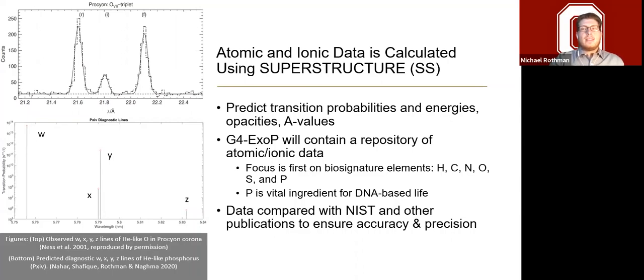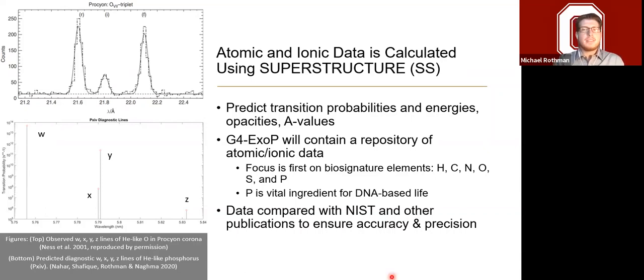Now we can see on the left-hand side examples of these bound-bound transitions. In the star Procyon corona, we can see observed helium-like oxygen spectral lines, which are plotted on that top frame. This is an example of X-ray lines whose line ratios yield accurate temperature and density diagnostics, the data for which is used observationally to calibrate instruments.